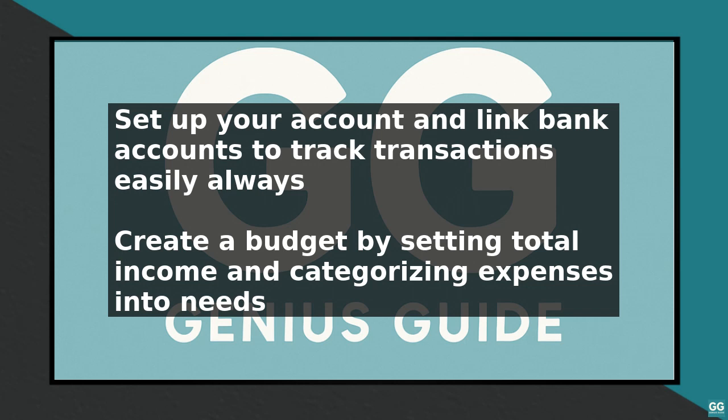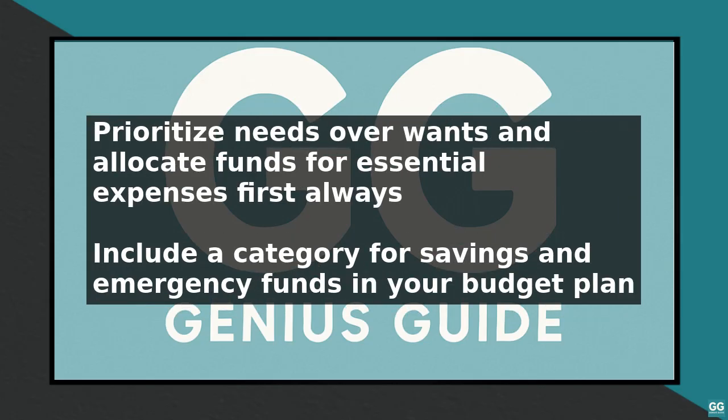Start by setting a total income amount and then categorize your expenses into needs, wants, and debt repayment. Needs include essential expenses such as rent, utilities, and groceries, while wants include discretionary spending such as dining out and entertainment. Debt repayment includes any debts you are trying to pay off, such as credit cards or loans.